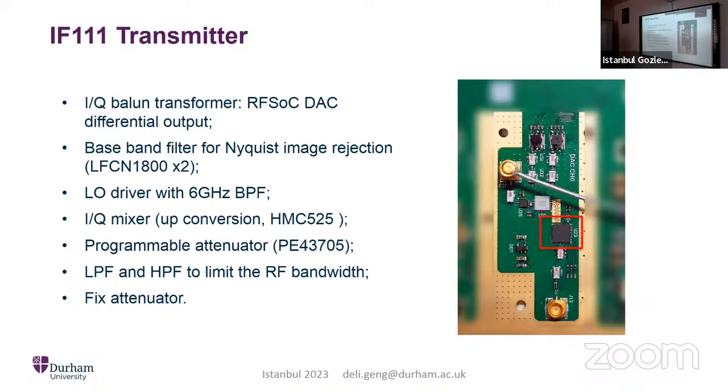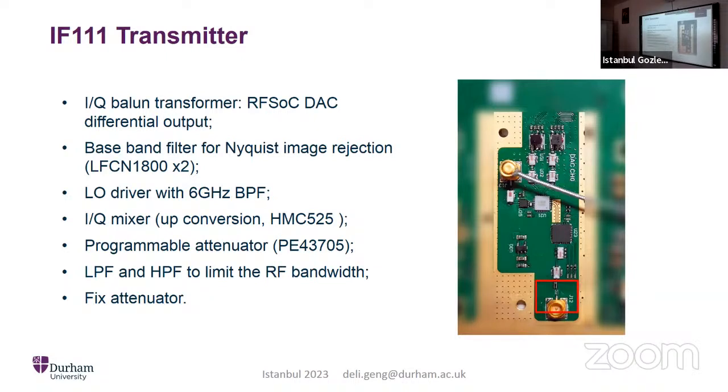And after that, because of the low power requirements of the MKID sensor, you can't really drive it with high power, because when driven with high power it will be overdriven and some characteristics will be changed. So there's a programmable attenuator to lower the signal down. Practically, there's also a need for some low pass filter and high pass filter just to cut off those unwanted radio frequency signals. And finally, there's another stage of attenuation to bring down the signal level.